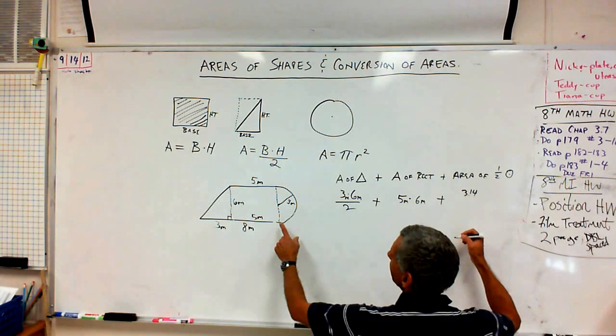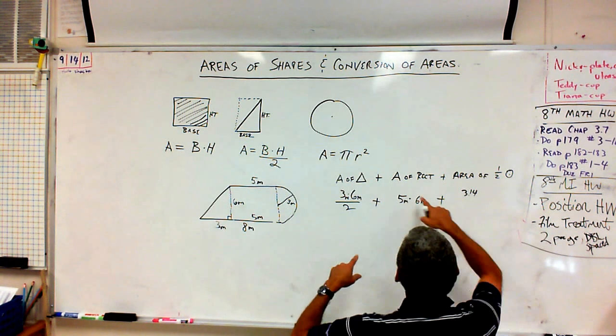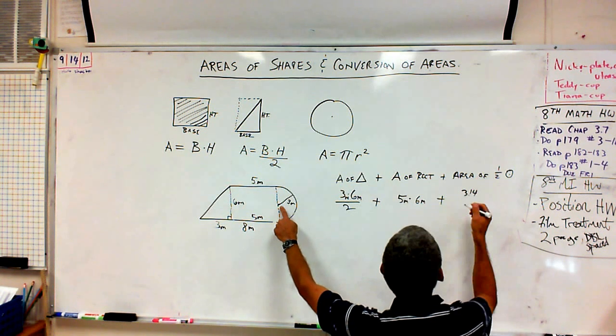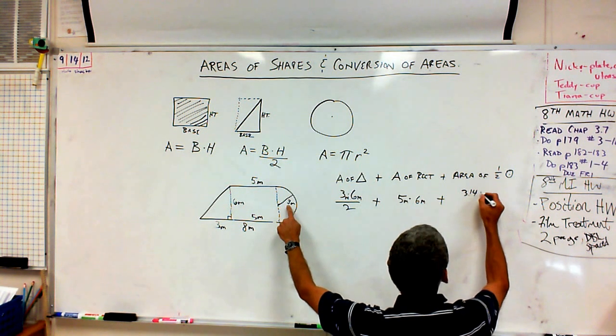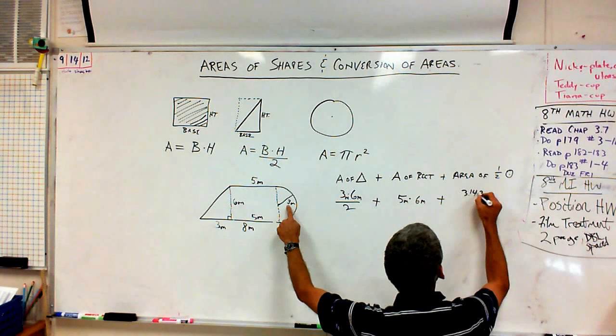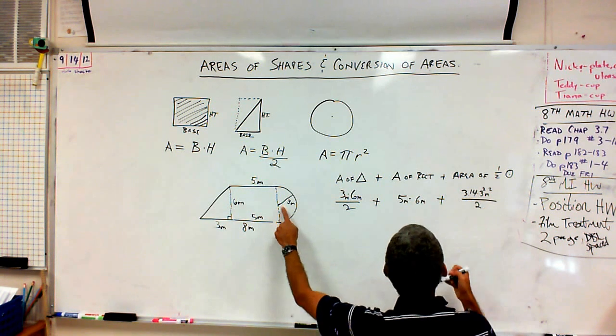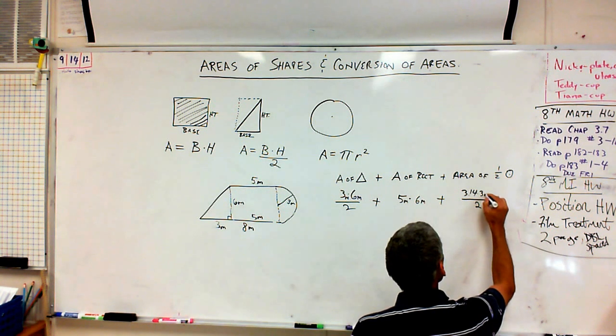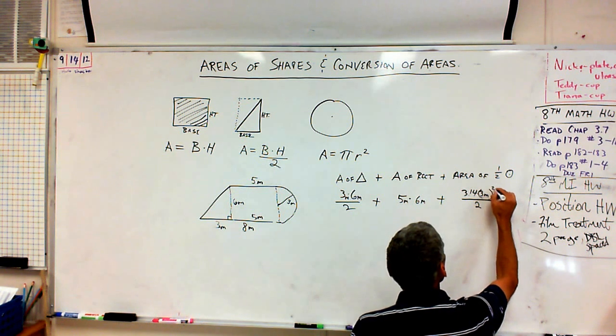All right. And then pi r squared divided by 2, or times 1/2. Pi r squared, and r is 3, so it's going to be 3.14 times 3 squared, in meters squared, all divided by 2. Because when it says 3 squared, it's 3 meters squared, right?